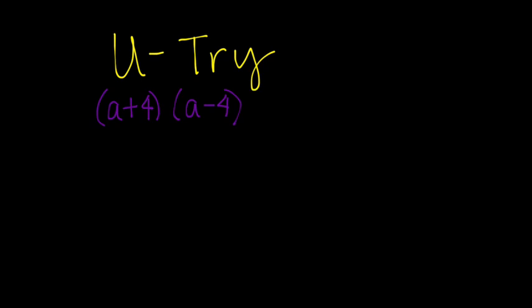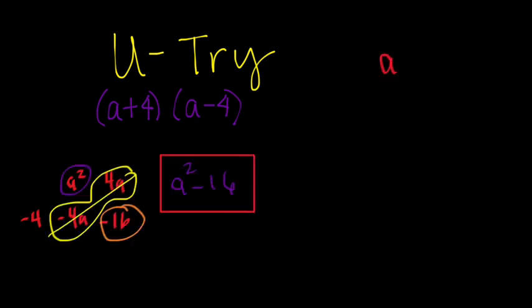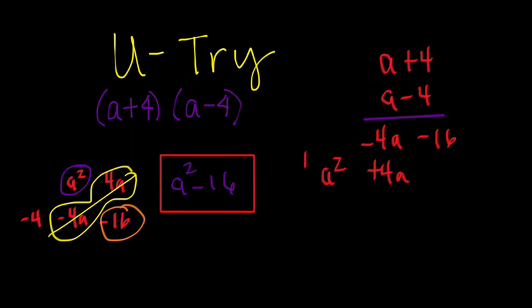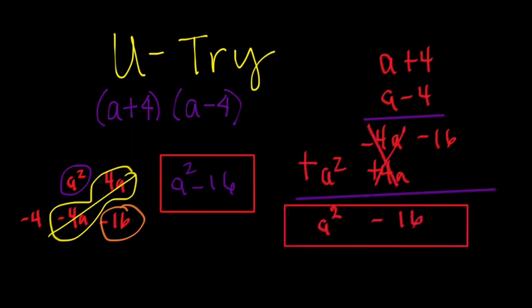Okay, hopefully when you did this, you saw something kind of special happen, because we call this a difference of 2 squares. And because it's a difference of 2 squares, we know that when we go to distribute here, when I distribute the a, I get a squared. And I get negative 4a. Now I distribute the 4, I get positive 4a, and then negative 16.